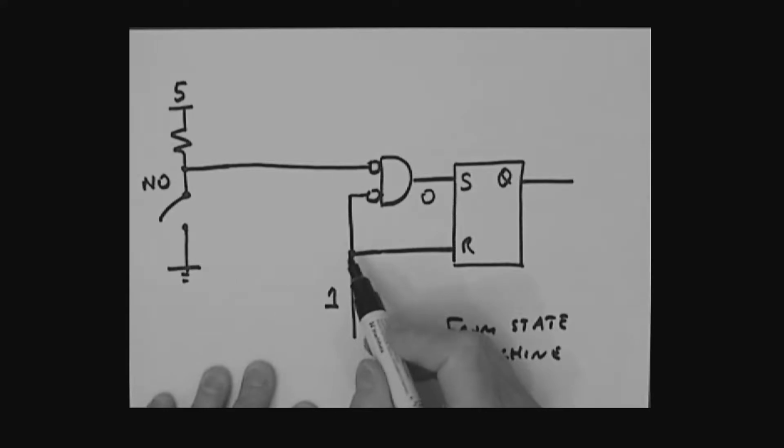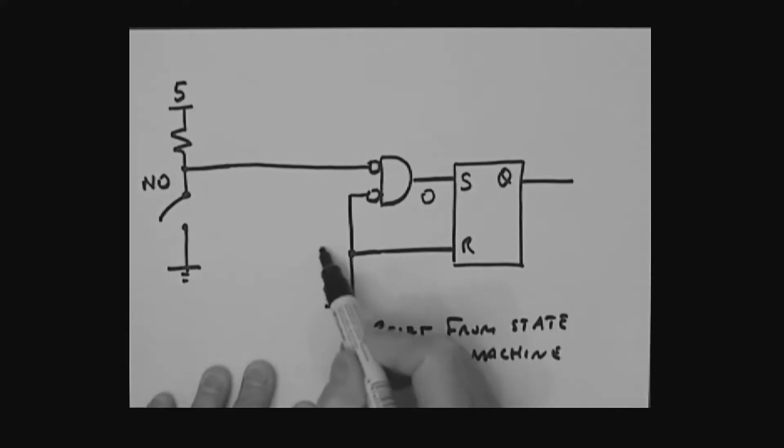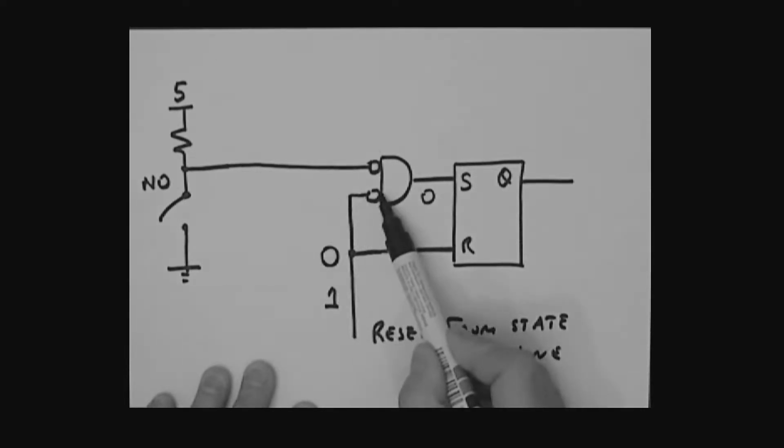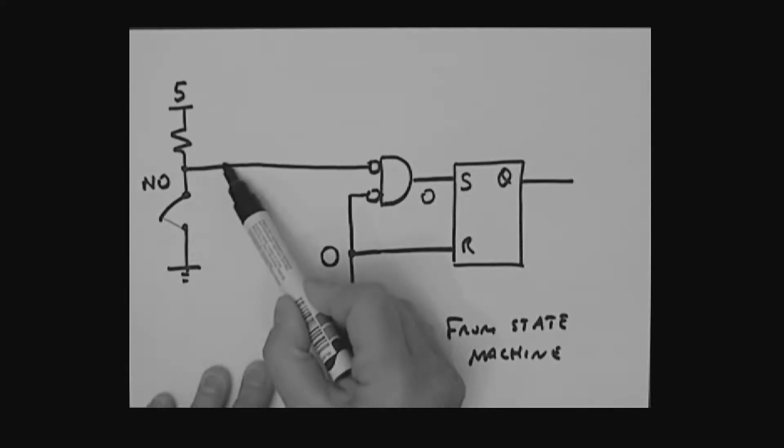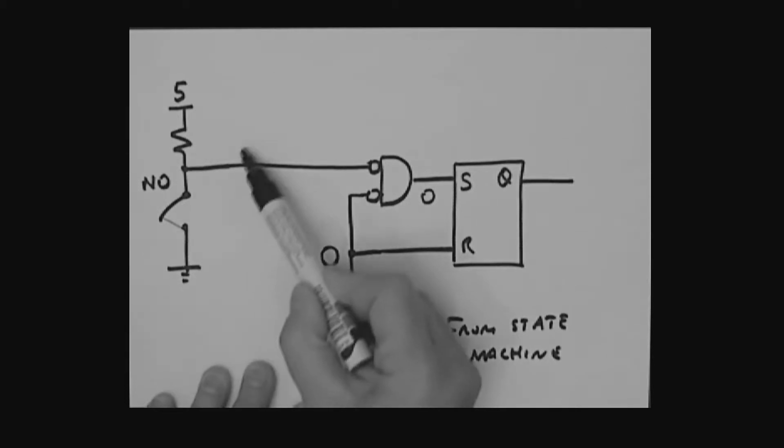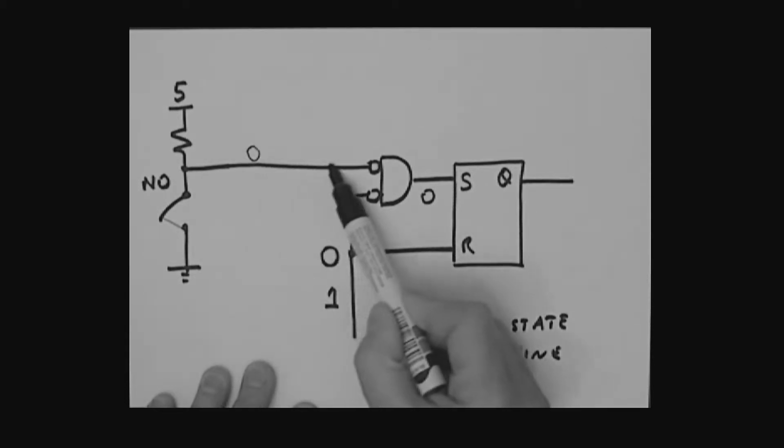You are in your 0, 0 state. So let's say this reset at the moment is sitting here at a 0. What is the other side of this inverter here? It is a 1, isn't it? Okay, supposing somebody presses this switch. So that switch closes. What's this logic level here? Direct connection to ground. This logic level would be what? A 0.